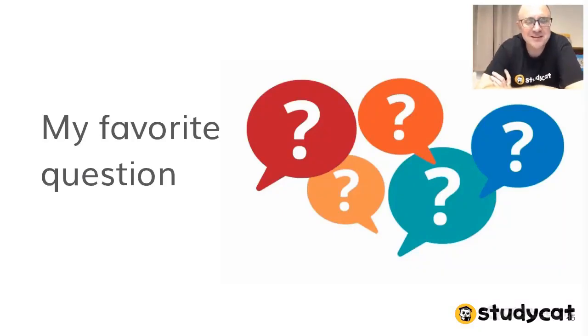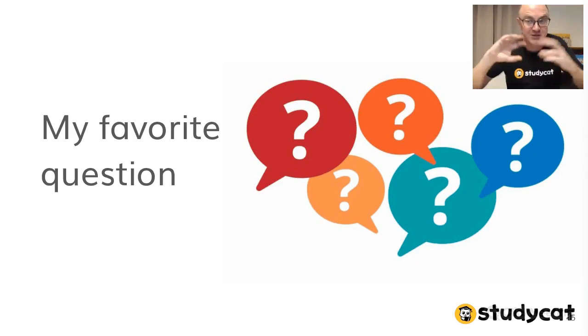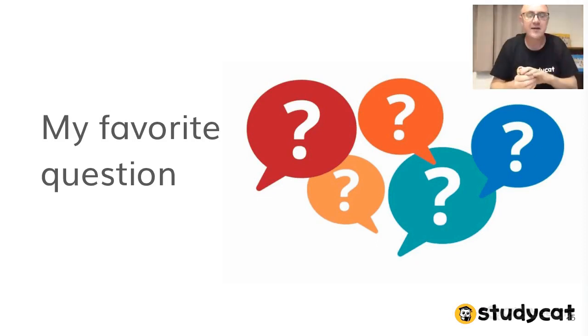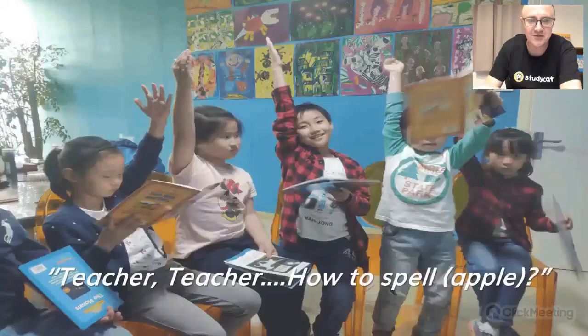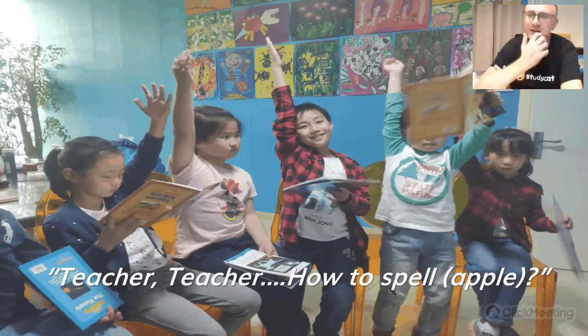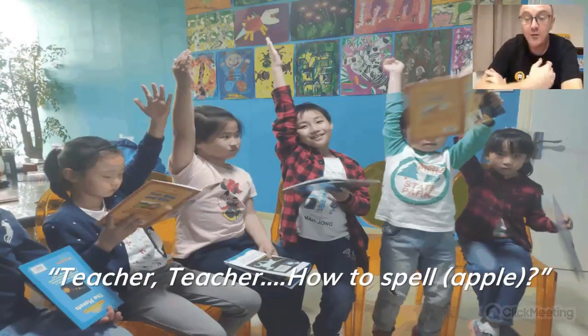I'm going to just show you one thing at the end, which I think really encapsulates the 4 C's. This is my favorite question that I hear students saying to me. So in my classes, I often hear this. Teacher, how to spell apple? Teacher, how to spell? Now, if anyone's lived in China, they know that's how kids say it. I know it's not the correct way. I know they should say, how do you spell? But they all say, how to spell, how to spell.